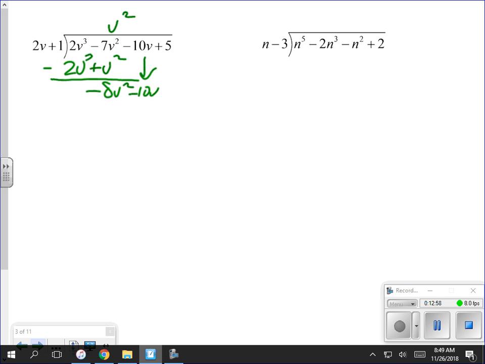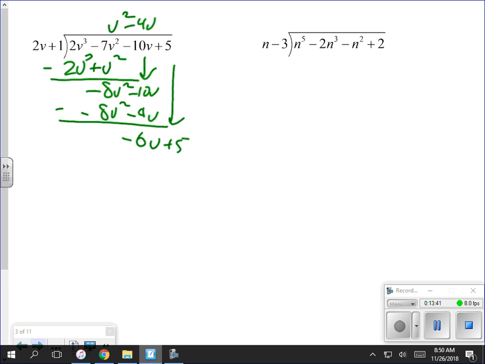And then once again, the 2v is what I care about. The plus 1's just along for the ride. 2v goes into 8v squared how many times? Negative 4v. So I have a minus 4v. Negative 4v times 2v gives me negative 8v squared. Negative 4v times 1 is negative 4v. And then again, I subtract. Negative 8v squared minus negative 8v squared is 0v squared.